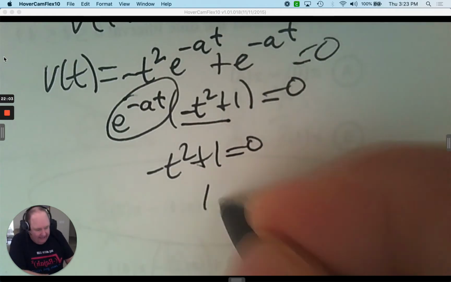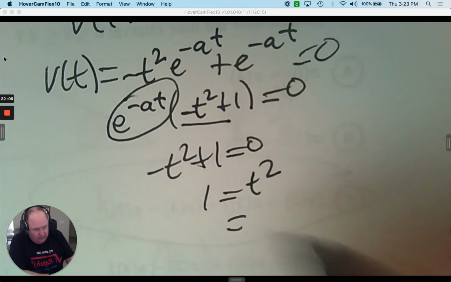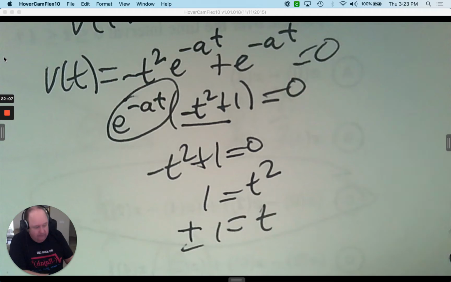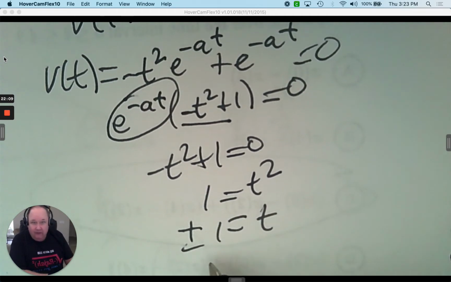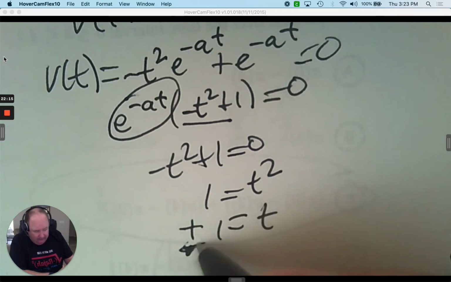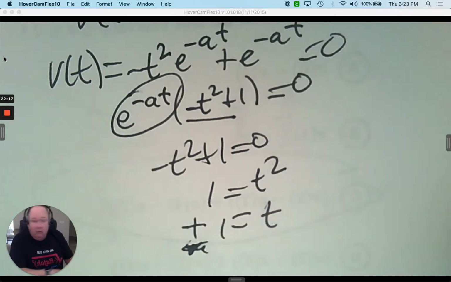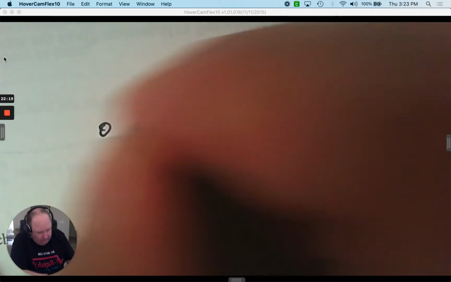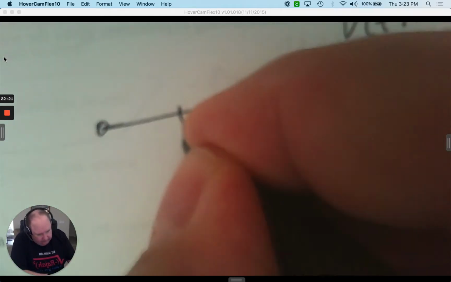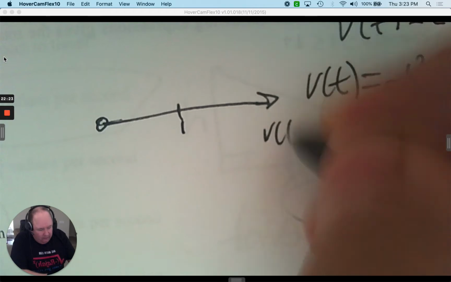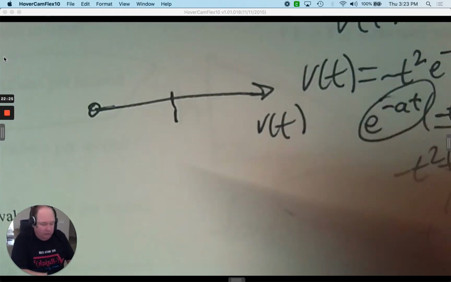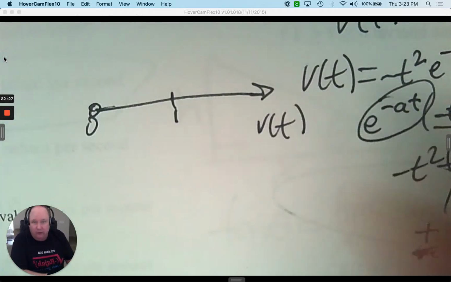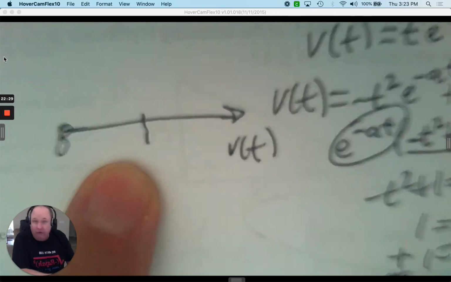I'm going to add t squared, and then when I square root, I get 2 answers. Positive 1 and negative 1 gives me the answer 0. Now, in the question, it says t is greater than or equal to 0. So it can't be negative. So t equals 1 is what I'm looking at. So for our velocity there, t equals 1. So it starts at 0, it goes to the right. At 1, the velocity is 0.